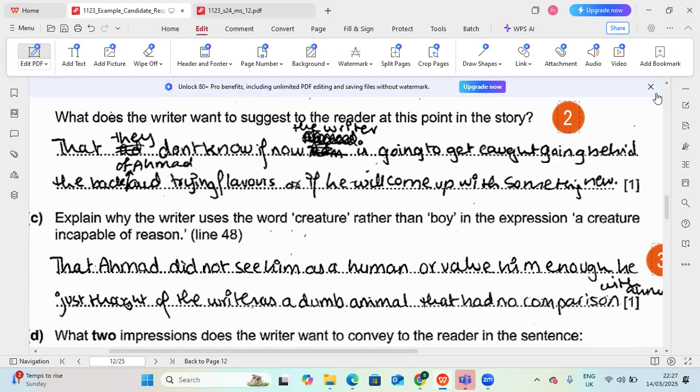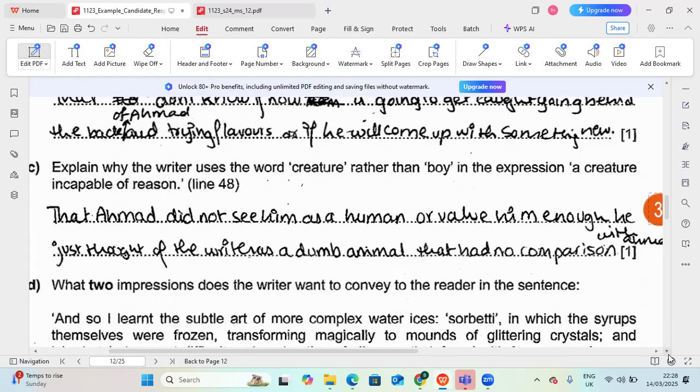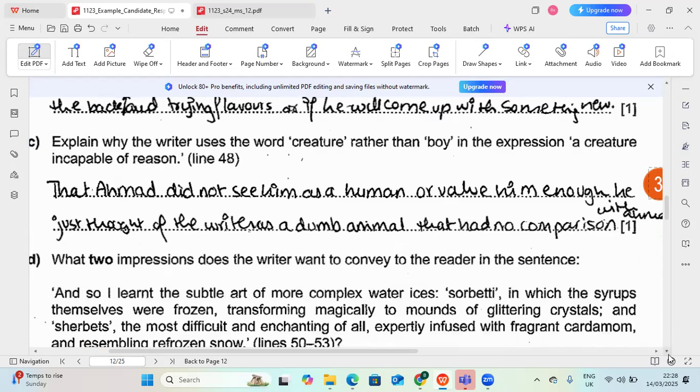Okay, now let's look at 2C. Explain why the writer used the word creature rather than boy in the expression a creature incapable of reason.